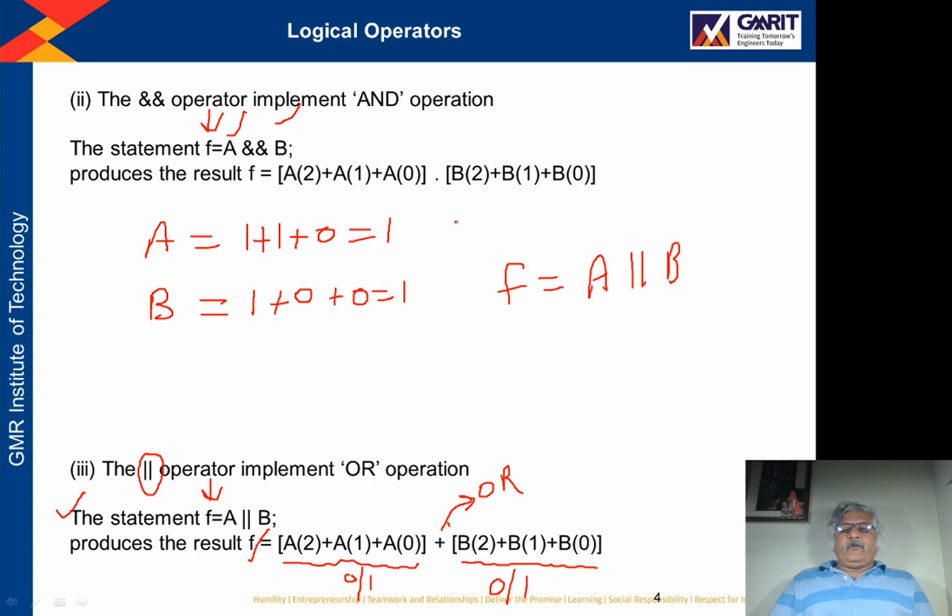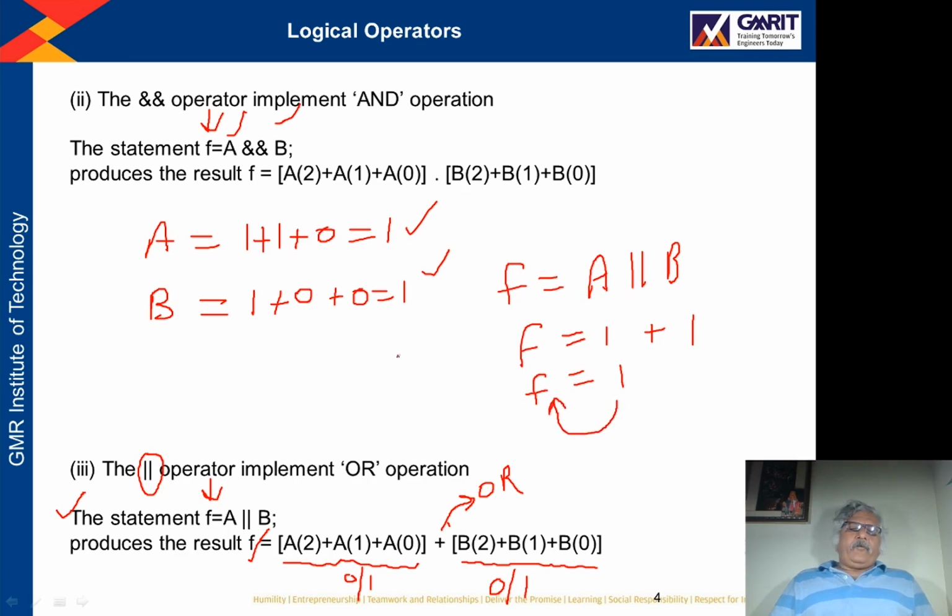So this 1 of A and 1 of B, they are ORed, right? So here we get 1, and this will be ORed with 1 of B, right? And whatever is the result, that will be assigned to F. So in this case you will get 1 or 1 is 1. So 1 will be assigned to F.